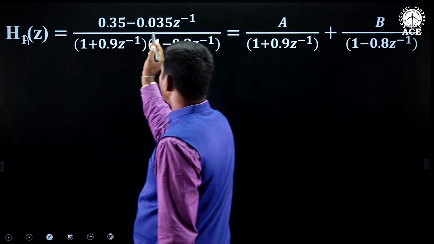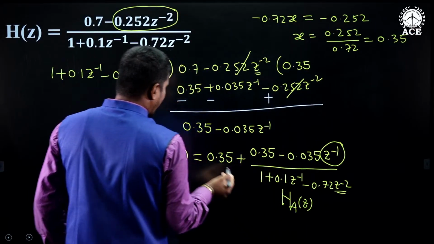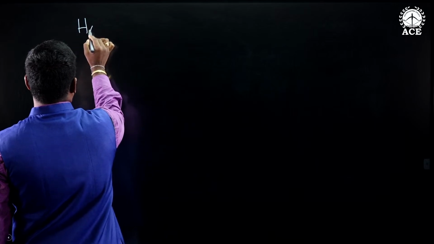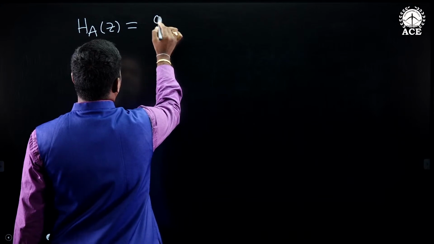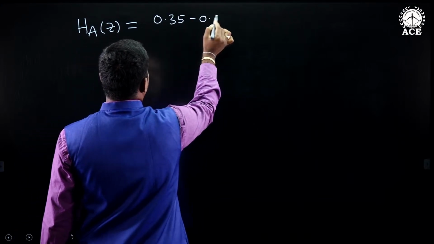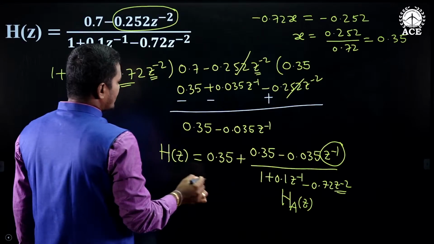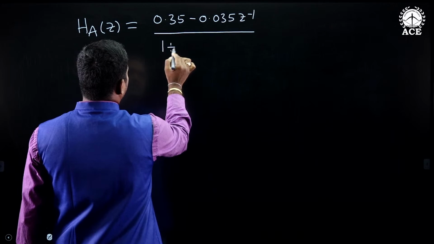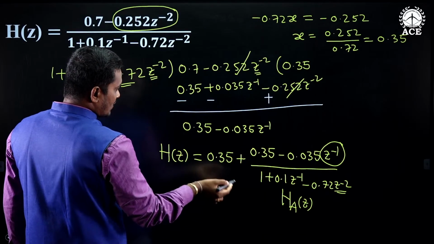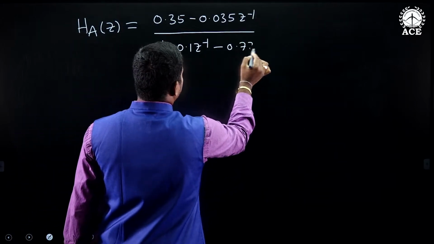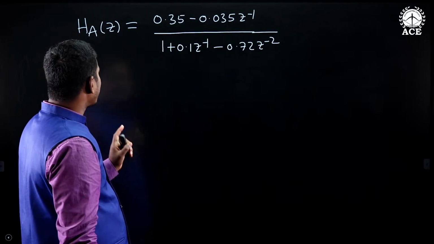HA of Z is equal to 0.35 minus 0.035 Z inverse whole divided by, tell me, 1 plus 0.1 Z inverse minus 0.72 Z power minus 2. Understood or not? Yes. This is what I have assumed as HA of Z.